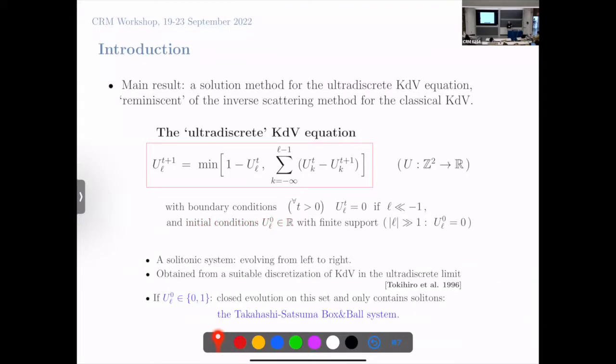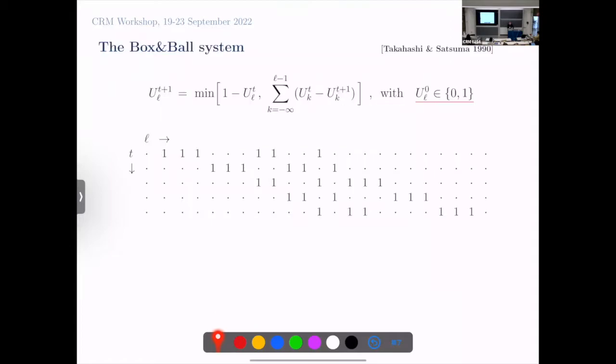Of course, if you restrict yourself to zeros and ones, I'm not going to spend a lot of time on this. I mean, we've heard this story now, I think 5 or 6 times at least this week. So you have a solitonic system, which was first discovered by Takahashi and Satsuma, and all evolution is, as I said, from your left to your right under this evolution rule, which is actually closed on zeros and ones. It's not obvious; you have to check that it's actually closed, and the system only contains solitons. But any initial state simply decomposes into a train of solitons, and we've heard about that quite a lot.